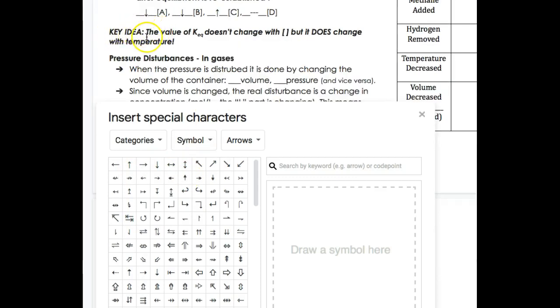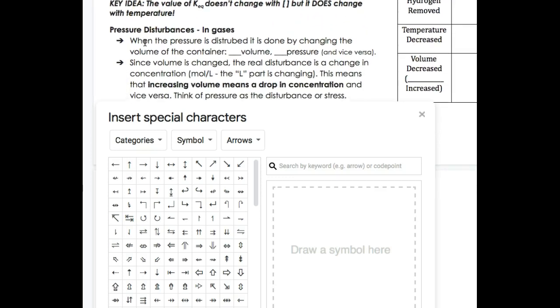Sure. So it says here, key idea, the value of K doesn't change with concentration, but it does change with temperature. So just keep that in mind.